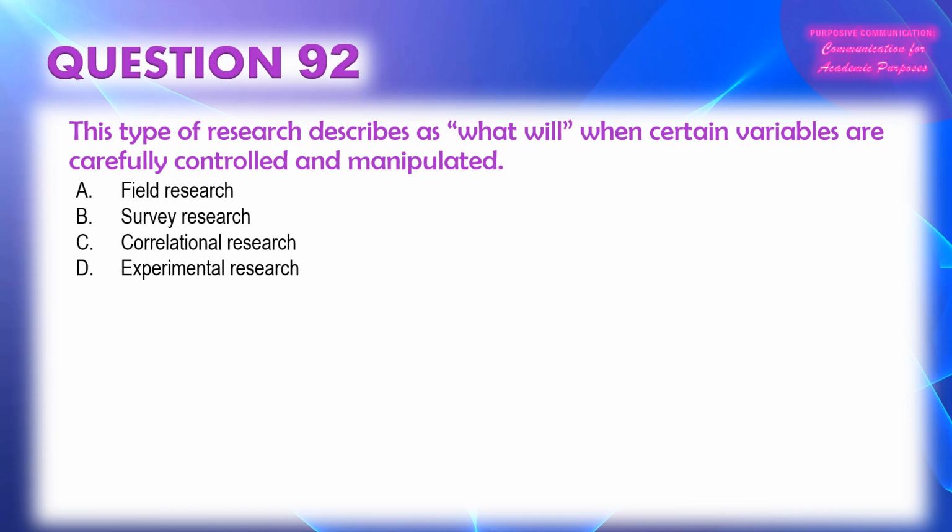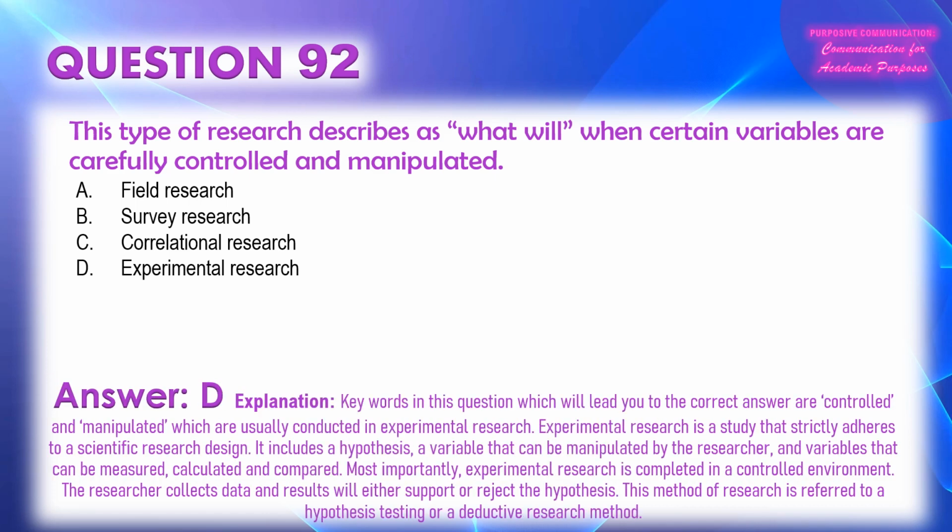Question 92. This type of research describes what will happen when certain variables are carefully controlled and manipulated. Answer: D. Experimental research. Keywords in this question which will lead you to the correct answers include controlled and manipulated, which are usually conducted in experimental research.